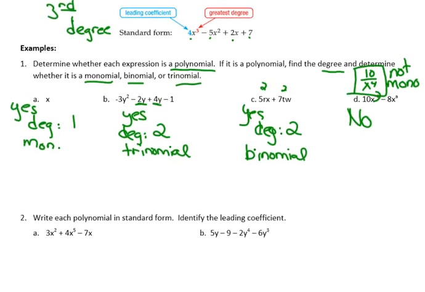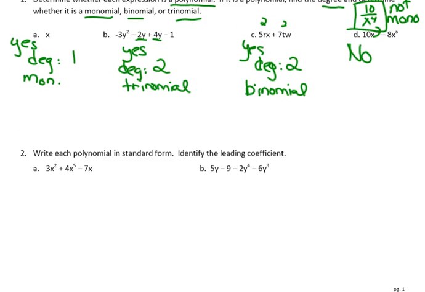Okay, let's try the next part. Write each polynomial in standard form. That means that I want it to go from biggest to smallest. So when I look here, I have an exponent of 2, of 5, and a 1. So this has to come first. It's the biggest. We always take the sign of what's in front. So it's a positive, so it's 4x to the fifth. Next would be 3x squared. It's positive, so I write it as a plus. And then the 7x, it's minus, so I write it as a negative 7. Then this number with the highest degree is your leading coefficient.